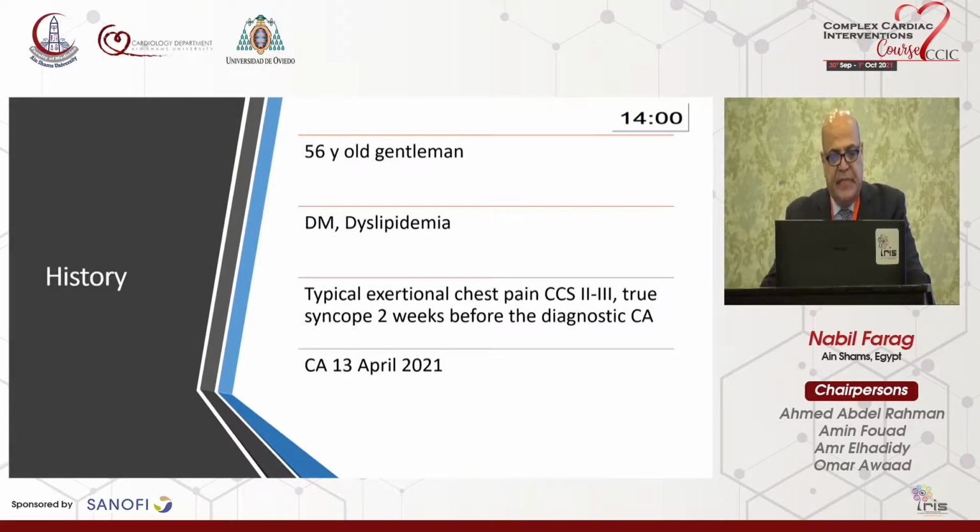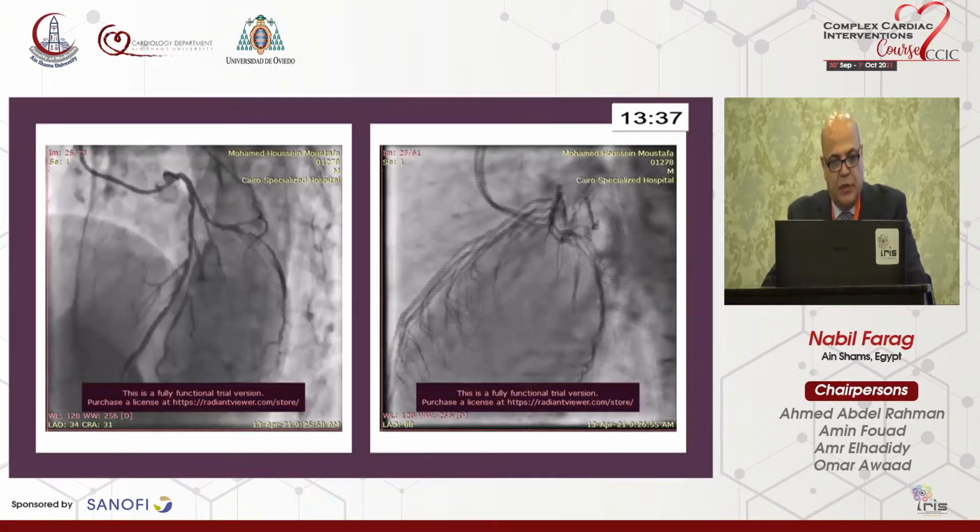This is a 56-year-old gentleman. He's diabetic, dyslipidemic, presented with typical exertional chest pain, Canadian class 2 to 3, with true syncope 2 weeks before the diagnostic coronary angiography. The coronary angiography was not done by me, it was done by another operator in April 2021. And this was a coronary angiography of this gentleman.